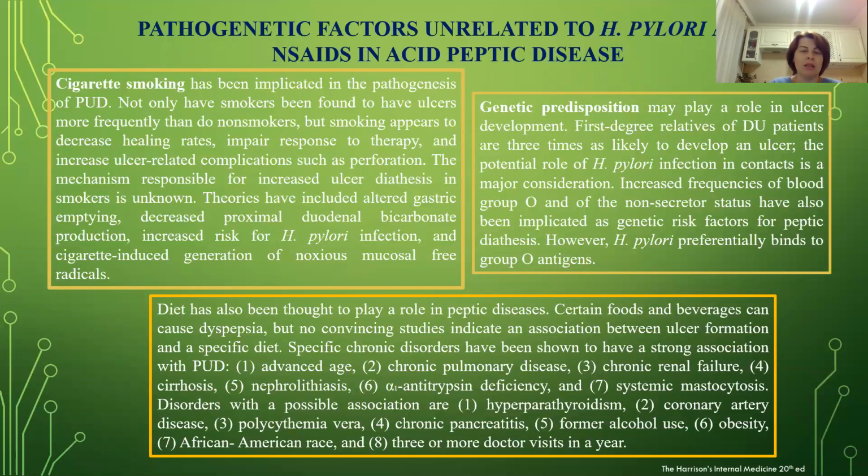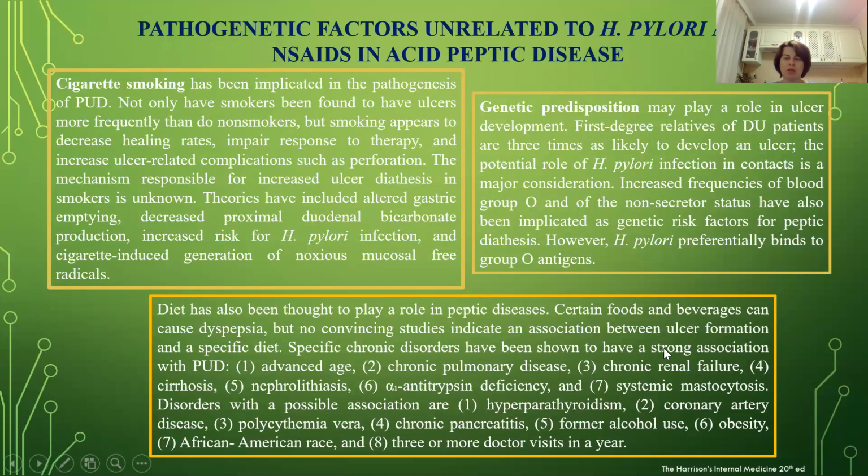Theories have included altered gastric emptying, decreased proximal duodenal bicarbonate production, increased risk of Helicobacter pylori infection, and cigarette-induced generation of noxious mucosal free radicals. Also, an ischemic situation in patients who are smoking is still present. Genetic predisposition may play a role in ulcer development too. First-degree relatives of duodenal ulcer patients are 3 times as likely to develop an ulcer. The potential role of Helicobacter pylori infection, in contrast, is a major consideration.